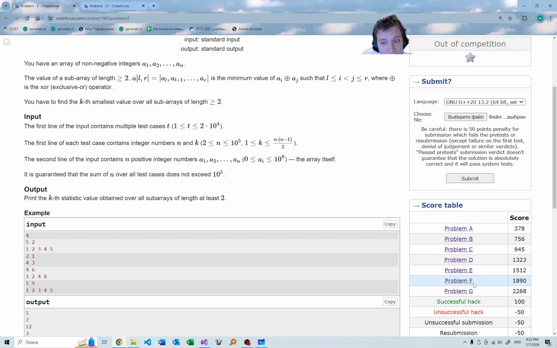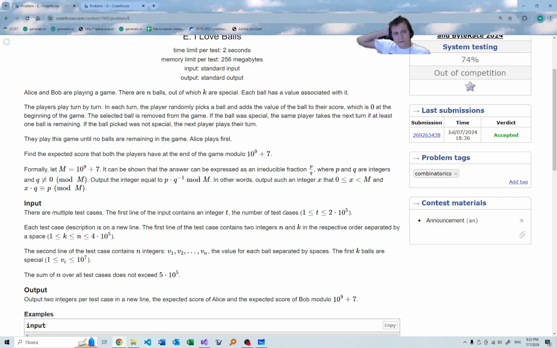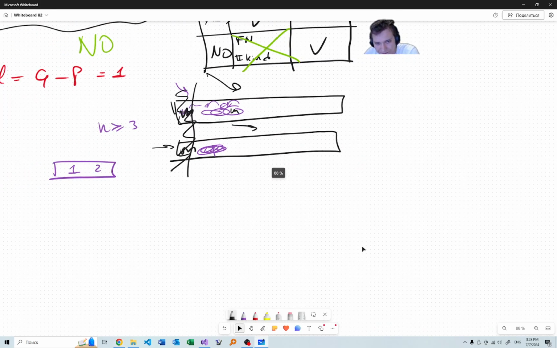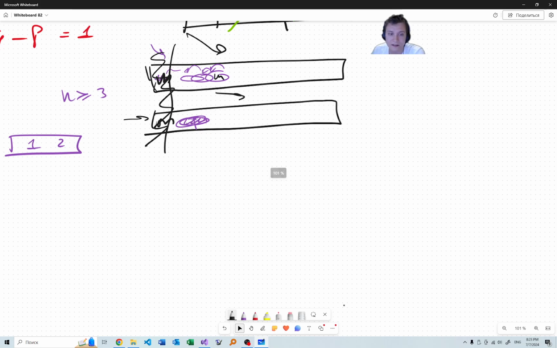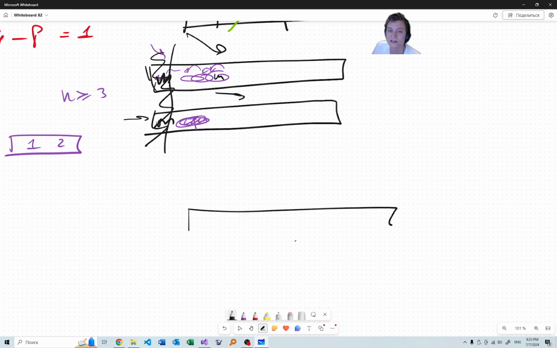Okay, swap dilemma. Finally, problem E. I love balls. Alice and Bob are playing a game. There are n balls, of which k are special. And they take a random ball. If you take a regular ball, then the move is switched to the other person. And if it's special, then it's not switched. So if special, then the turn is preserved and the same person gets the second move.